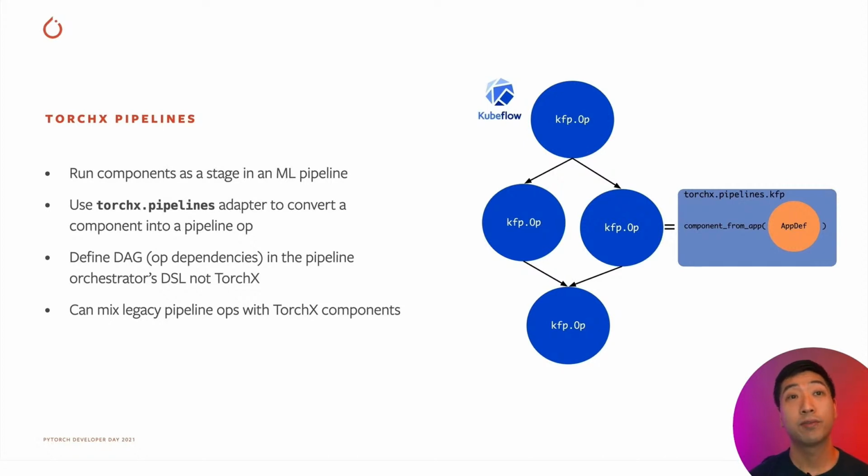And with this, we've covered the three basic steps to start using TorchX in production. 1, define or choose a component. 2, run it as a job. And 3, convert it to pipelines.